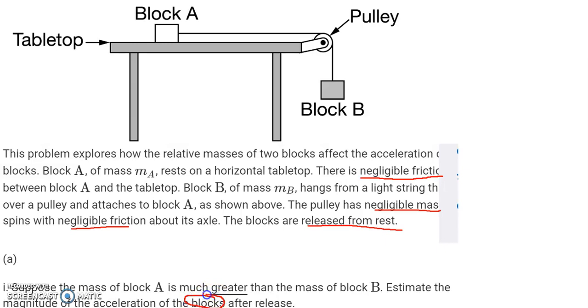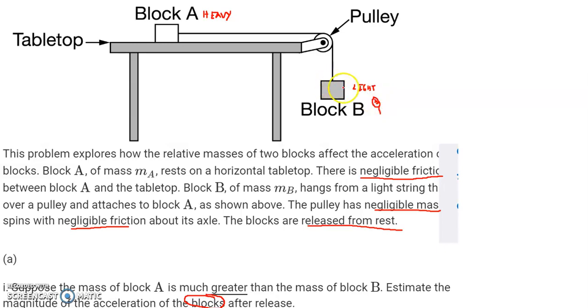So this is as a system, the blocks as a system after release. Notice that they're connected by a string, so their accelerations will be the same. If block B moves, block A will move as well because they're attached by a string. Okay, so think of it this way. Think block A is really, really heavy, because we said much greater. And think this is really light, kind of like a feather or a leaf or something.